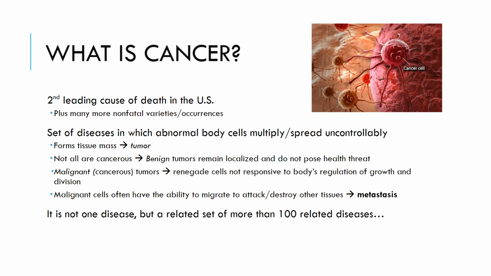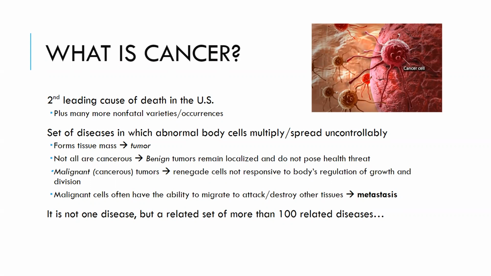In general, these abnormal cells form a tissue mass, which is typically referred to as a tumor. Not all tumors, though, are cancerous. Some are benign, in which case these tumors remain localized, so they remain in the spot where they grew and they do not pose a health threat. However, those tumors that are malignant or cancerous are the tissue masses that regenerate cells that ultimately aren't responsive to the body's regulation of growth and division, meaning that the immune system is attempting to regulate and halt the growth of these tissue masses, but is not successful in doing so.